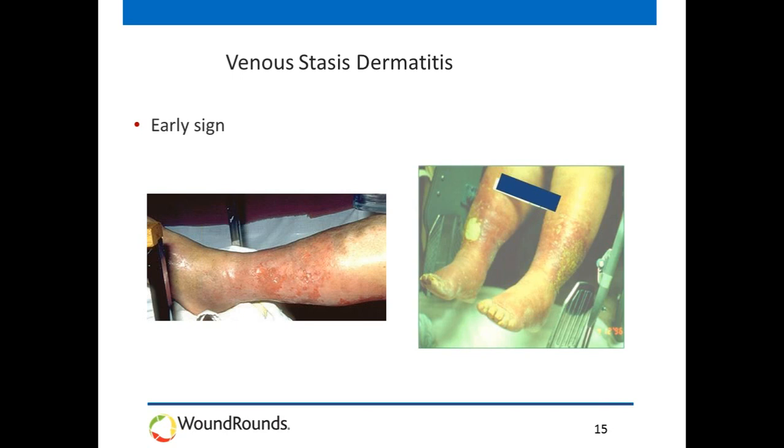They'll have normal white blood cells. The treatment is to treat the underlying cause, which is your venous insufficiency, using compression and some topical steroids to help calm that skin down.